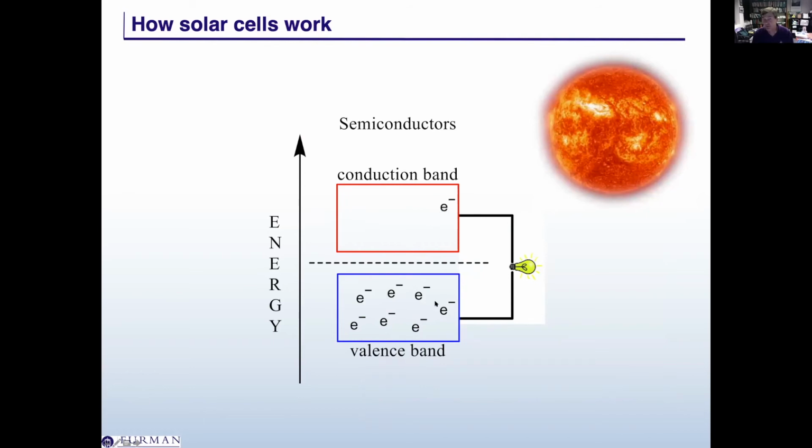Normally what they want to do is just jump back down. But if we engineer it properly, we can send that electron through an external circuit before it gets back to its home. We can harness that, we can do work. Great, we made electricity.